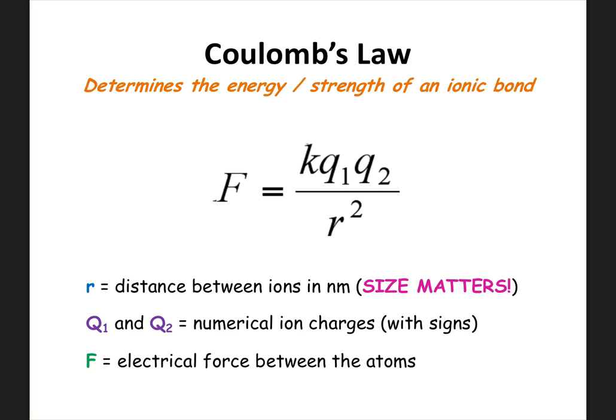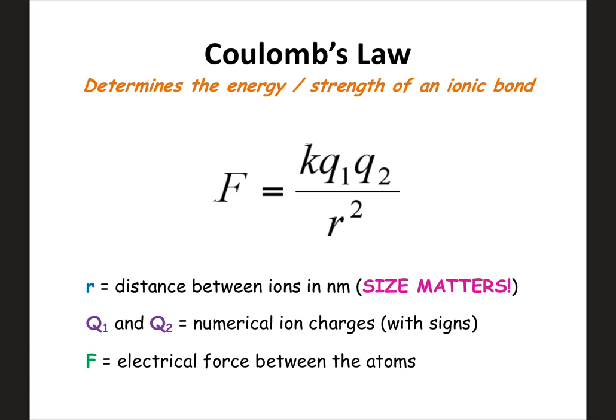The good news is you don't need to memorize the equation. You just need to understand the ideas and the concept behind the equation and what that means for us for the strength of an ionic bond. So if you look at the equation here, R is talking about the distance between the ions. So the size of the ions involved in an ionic bond are going to be important. So paying attention to atomic size is going to be very important.